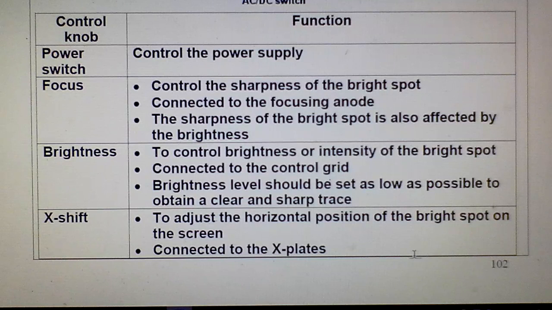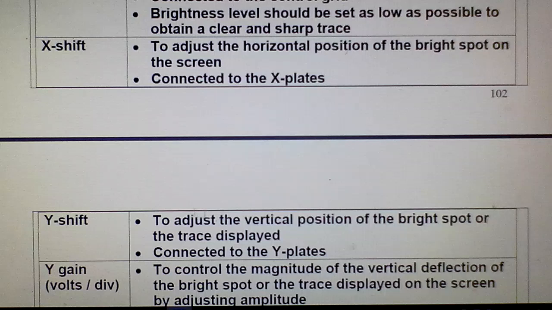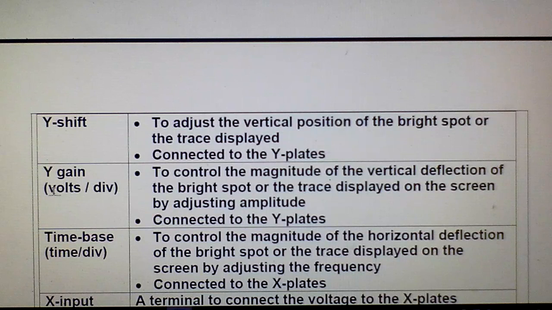For Y shift, this one connects to the Y plate, so you can adjust the vertical position. For example, if you want to move the spot up or down, we use Y shift. This one allows the beam to move up and down, the Y plate.